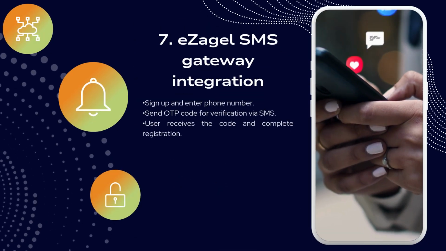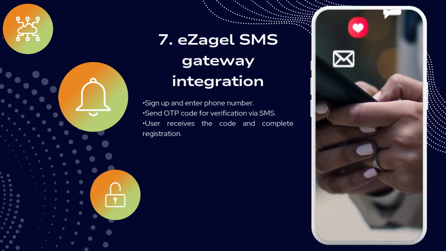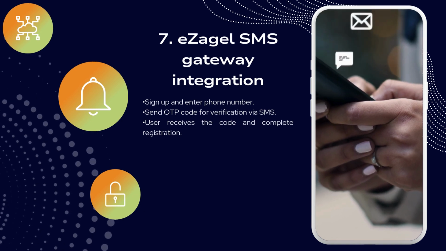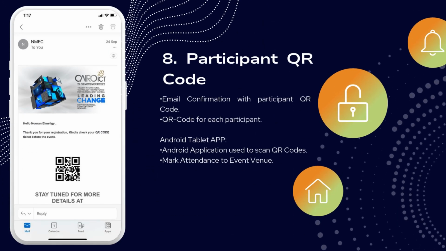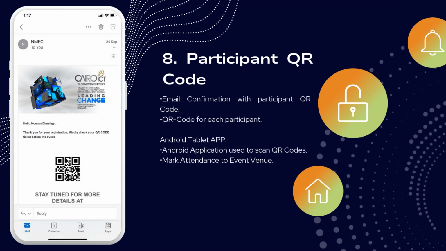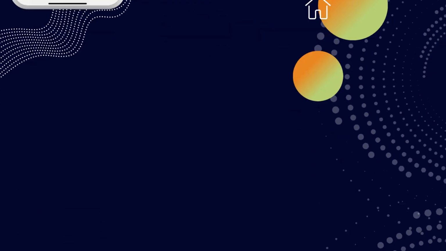After registration, our system integrates with the eZagel SMS gateway. Users simply sign up, enter their phone number, and receive a one-time password for verification. After that, participants receive a confirmation email with a unique QR code. These codes can be scanned using our Android app for event attendance tracking.